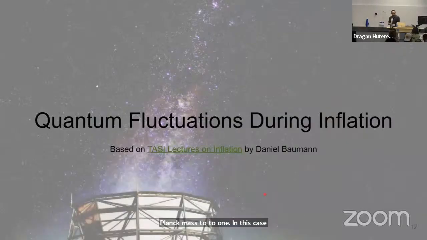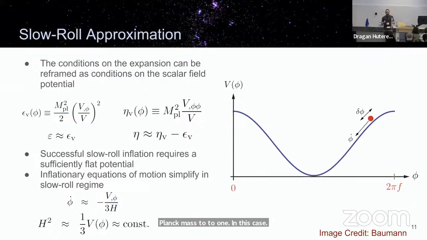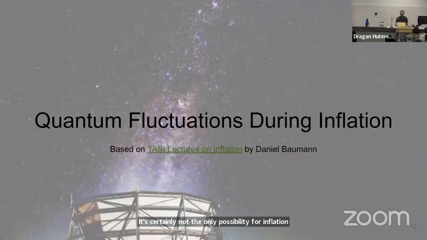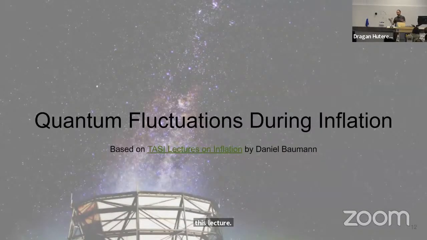Okay, so that's the basic picture. I will say in advance that this canonical picture of a single scalar field rolling in a potential is a useful one to have in mind. It's certainly not the only possibility for inflation, and we will come back to testing that toward the end of this lecture. Okay, so that's the classical dynamics of inflation.